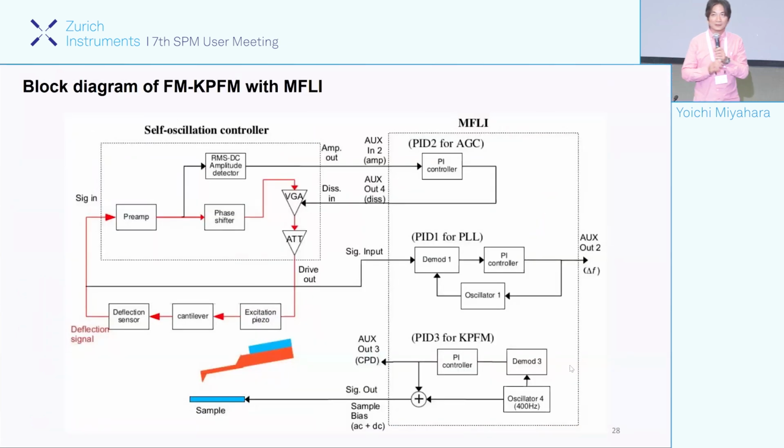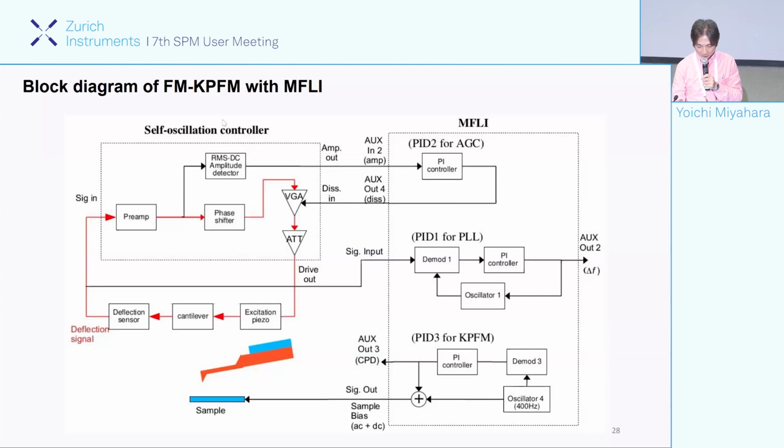Then, I basically want graduate students and undergraduate students to do this measurement. But then we face an issue. We use another AFM, which is also custom built, and the control electronics is essentially the same: GXSM plus MFLI. So there's a very steep learning curve. This is the block diagram of the MFLI.